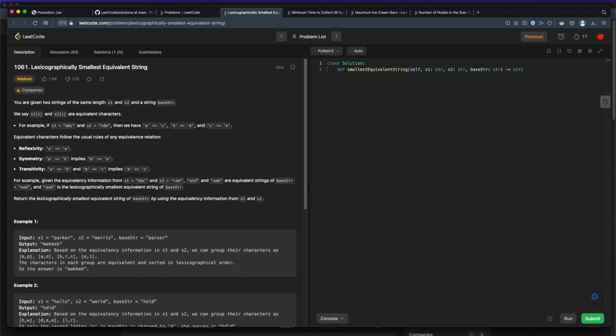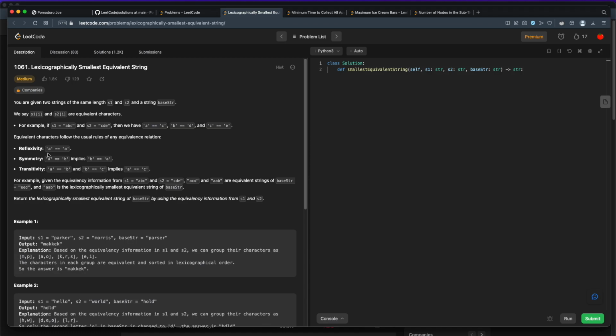The problem statement says you are given two strings of the same length, S1 and S2, and a base string. We say S1 at index I and S2 at index I are equivalent characters. For example, if S1 is ABC and S2 is CDE, then A is equivalent to C, B is equivalent to D, and C is equivalent to E. So this is just saying that characters at the same positions in S1 and S2 are considered equivalent. The first characters, A and C, are equivalent, the second characters, B and D, are equivalent, and so forth.